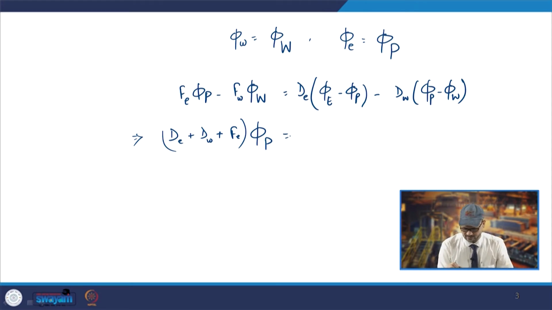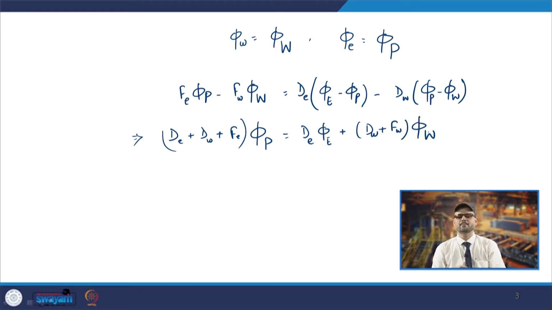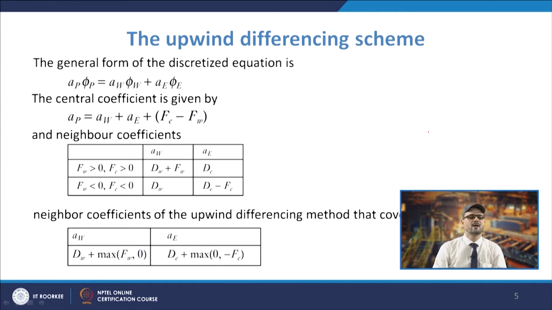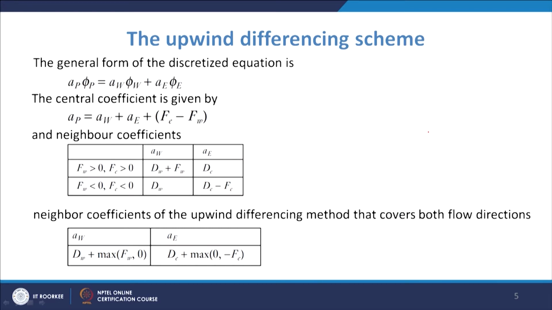You will have the phi E term here, and for W you have two terms. So from here you get d E phi E, and for W you get d W plus F W into phi W. So that way you see that there will be a change in the equation. Now, this will be further changed. What you see is that this will be d W plus F W, and similarly you will have the d E.